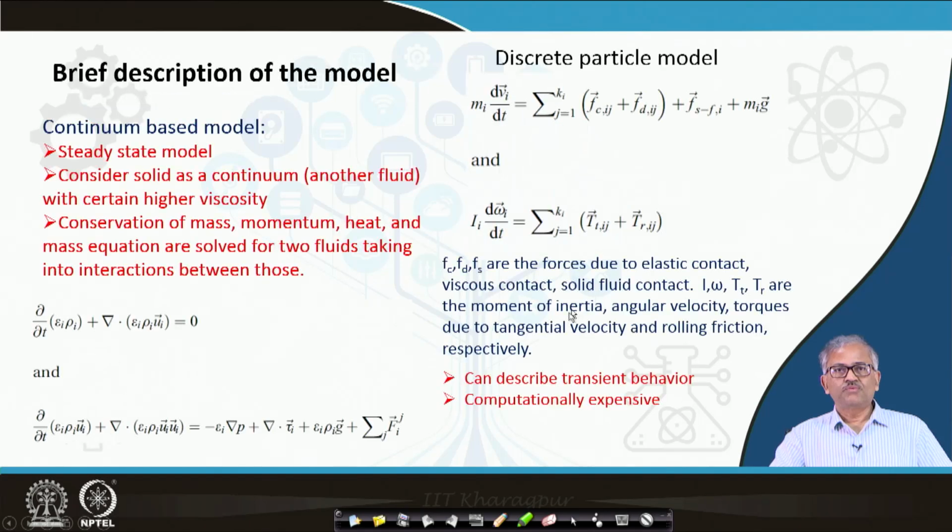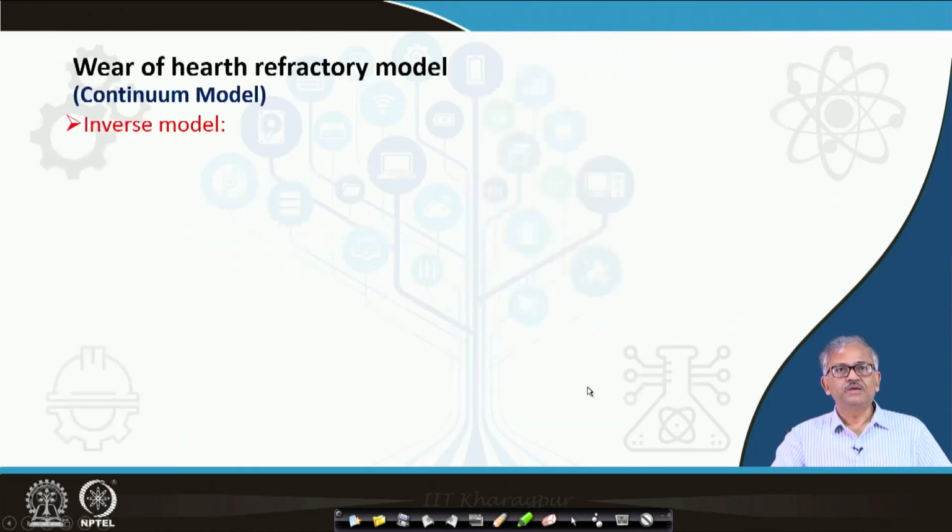But here one thing is that it can describe the transient behavior, that is most important. In blast furnace, how the cohesive zone evolves with time, etc. You can describe the transient behavior. But another thing is that it's computationally expensive, especially if you want to do a force balance on each particle, because there may be billions of particles, a very, very large number of particles in the blast furnace, and for every particle we have to solve this equation. So it becomes computationally very expensive, okay.